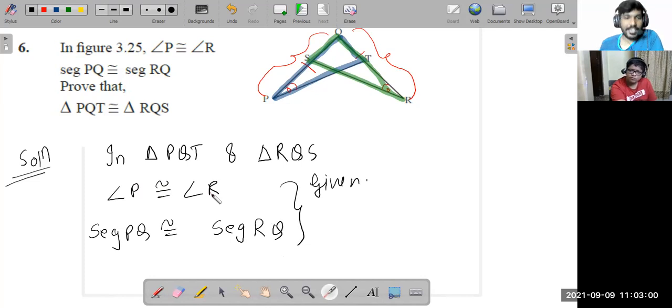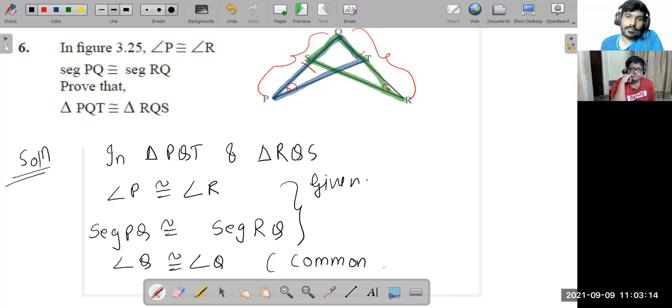Angle Q. Yes, angle Q. So angle Q is congruent to angle Q, meaning it's congruent to itself because it is a common angle. So here you have proved angle, here you have proved side, here again you have proved angle. And if you look at the figure, the side is between the two angles.